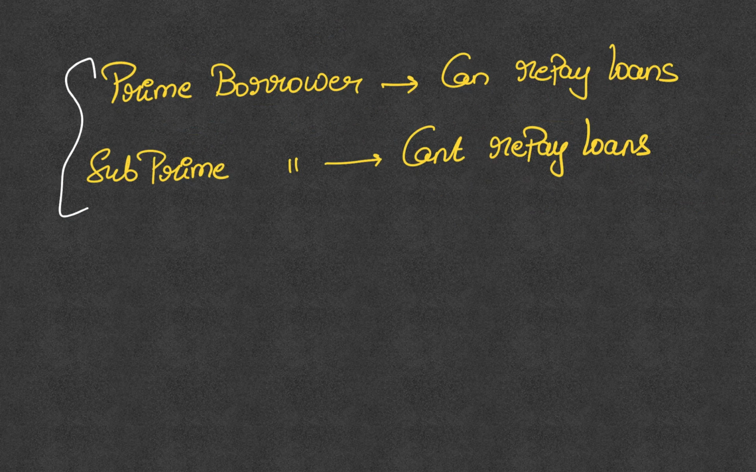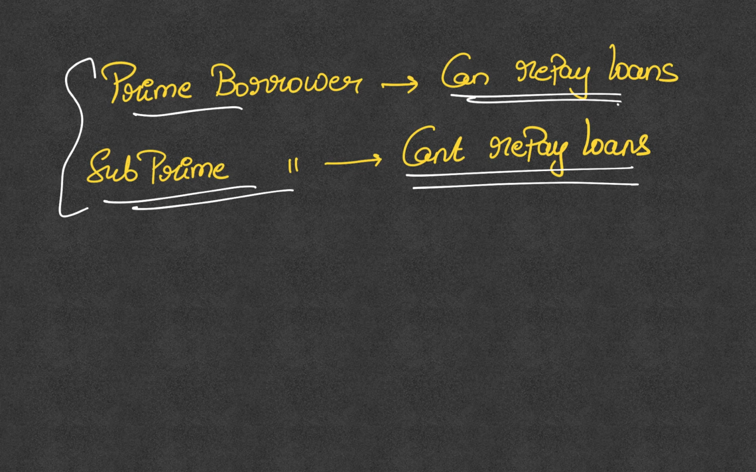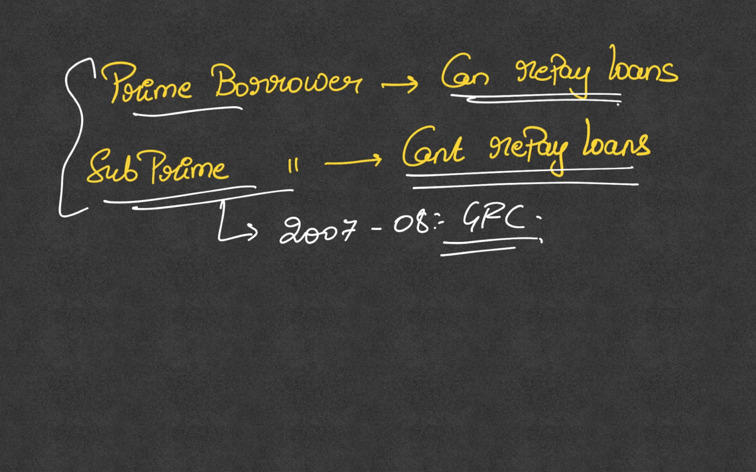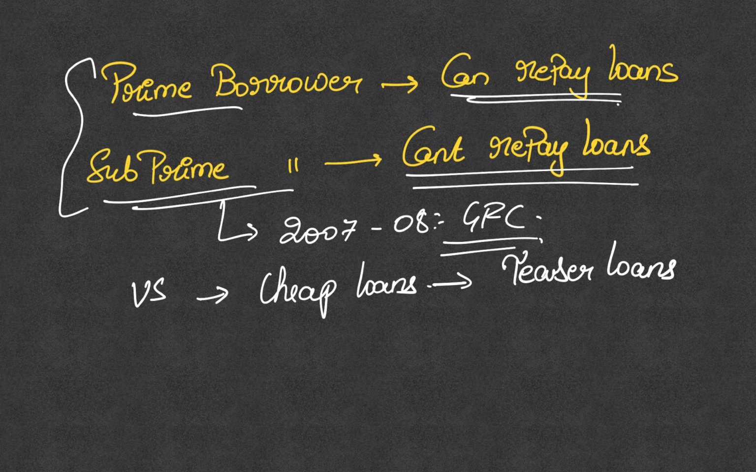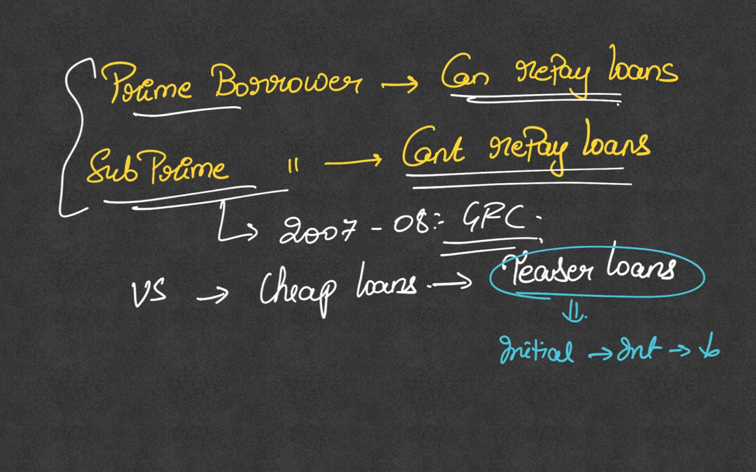Understand two terms: prime and subprime borrowers. Prime means they can repay the loans, subprime borrowers means they can't repay the loans. Now, subprime borrowers are the reason why the 2007-2008 global financial crisis came into existence. What happened in 2007 was, in the US, a lot of banks gave cheap loans to consumers for buying homes. These cheap loans were called teaser loans because the reason for their initial success was that in the initial years the interest they have to pay is very low.